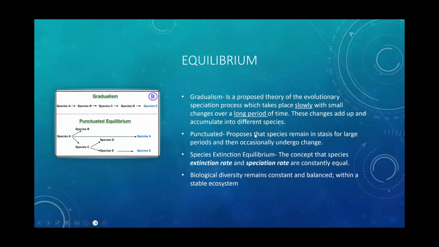Then there's punctuated equilibrium, which proposes that species remain in stasis for large periods and then occasionally undergo rapid change, like here. And then there's the species extinction equilibrium, which is the concept that species extinction rate, with the death of species, and the speciation rate, the creation of new species, is constantly equal. So biological diversity remains constant and balanced within a stable ecosystem, and this helps keep ecosystems stable.